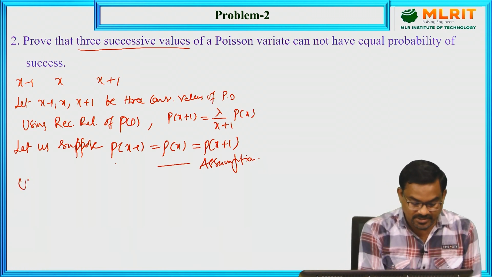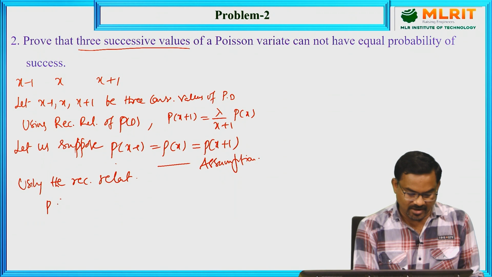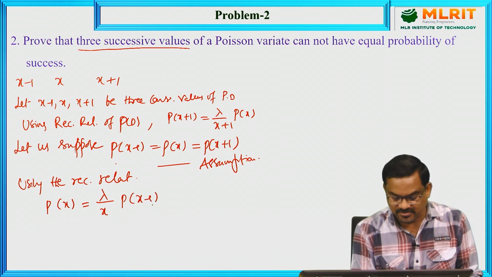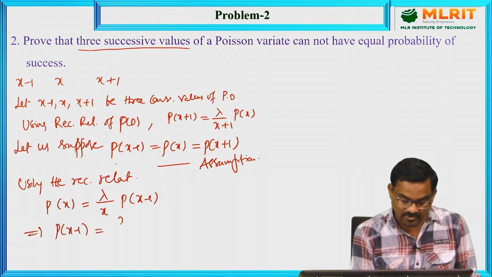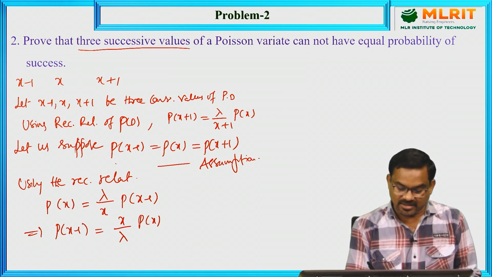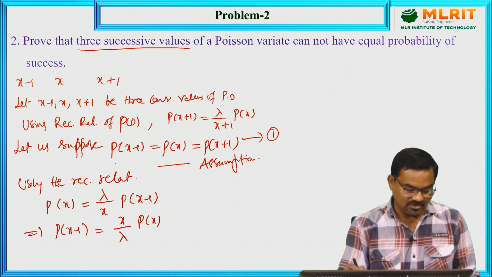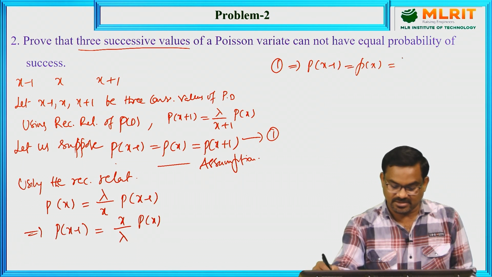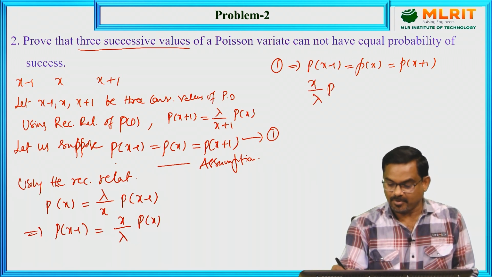So, using the recurrence relation, the probability of x successes is given by lambda by x into the probability of x minus 1 successes. So, from this, the probability of x minus 1 is equal to x by lambda into the probability of x. This is the probability of x minus 1, and let us suppose our assumption is equation 1. Now, this implies that the probability of x minus 1 is equal to the probability of x, which is equal to the probability of x plus 1. And just now we have calculated the probability of x minus 1 as x by lambda times the probability of x.